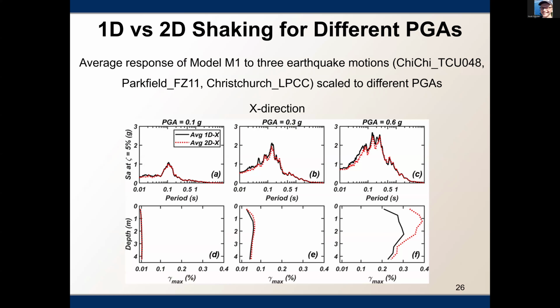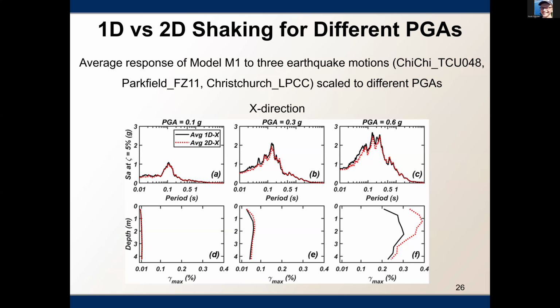So here is the result for the shaping in the X direction. The top 3 figures are the spectral acceleration versus period at different PGAs, and the bottom 3 figures are the depth versus the maximum shear strain at these 3 levels of PGA. You can see that the 1D motion is shown in black, whereas the 2D motions are shown in the dotted red lines.